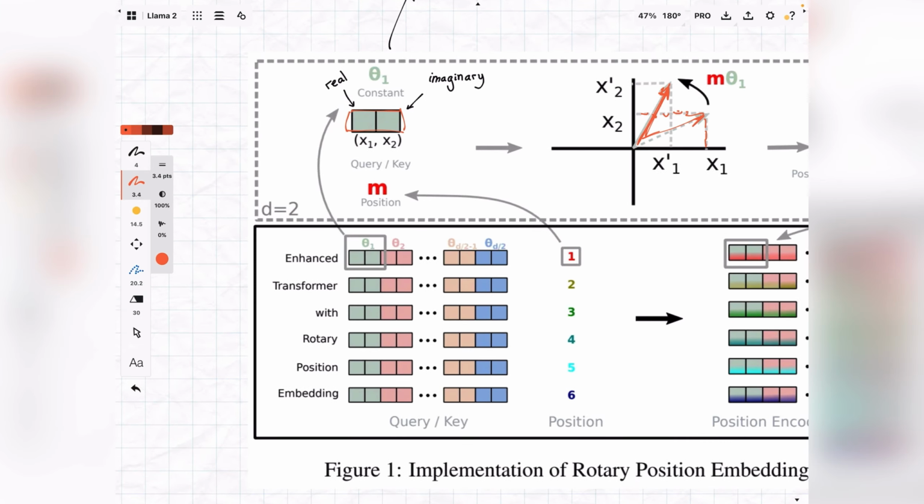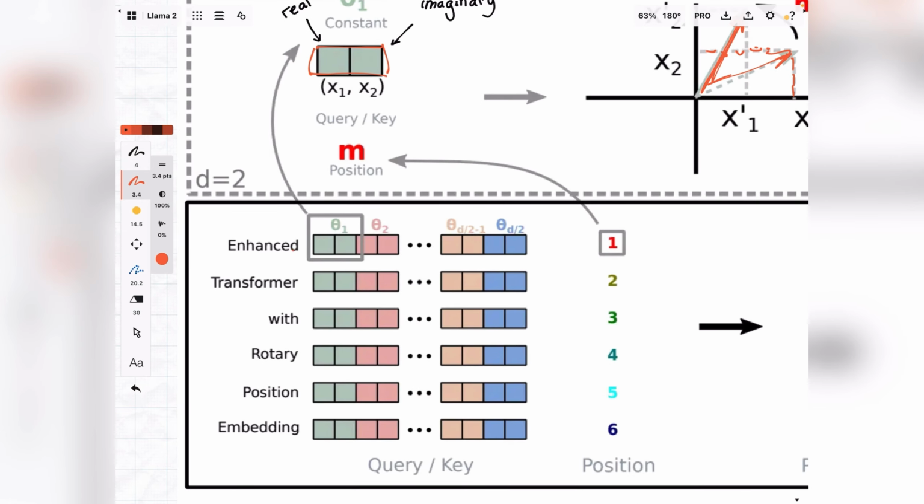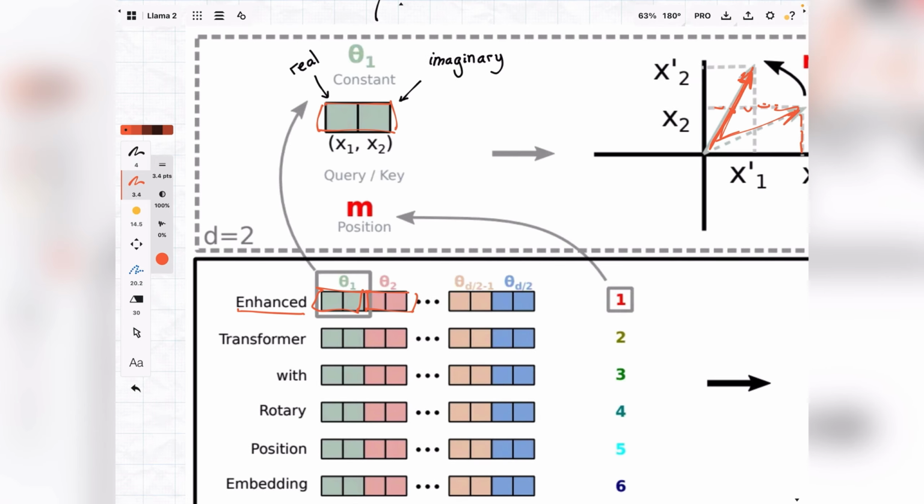If we just look at this example, let's say we have the word enhanced, and this enhanced has a certain length of token embedding. So it's going to break it up. Every two is going to be a chunk, and this one is going to be another chunk. So this is pair 1. This is pair 2. Let's say we just take pair 1 right here.